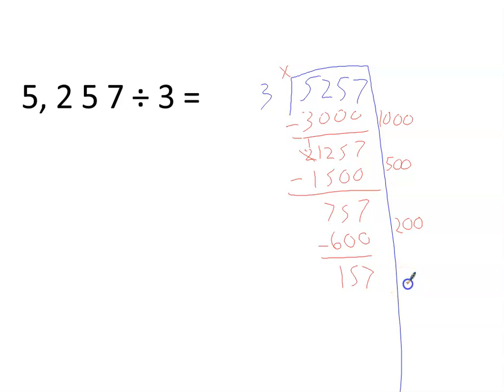I think I can do 50 of them. 50 times 3 would be 150. I'm down to 7. How many groups of 3 in 7? 3, 6. That would just be 2. 2 groups of 3 is 6. And I have 1 left. So I add up what I have over here: 1,500, 1,700, 1,750, 1,752. And my remainder down here: remainder 1.